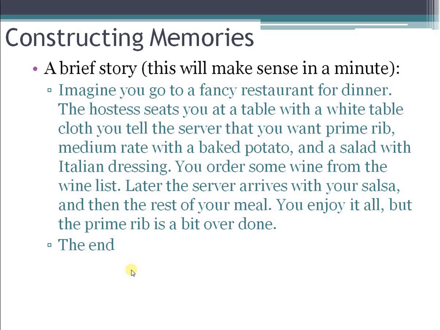So imagine you go to a fancy restaurant for dinner. The hostess seats you at a table with a white tablecloth, and you tell the server that you want the prime rib, medium rare with a baked potato, and a salad with Italian dressing. You order some wine from the wine list. Later, the server arrives with your salad, and then the rest of your meal. You enjoy it all, but the prime rib is a bit overdone. The end.